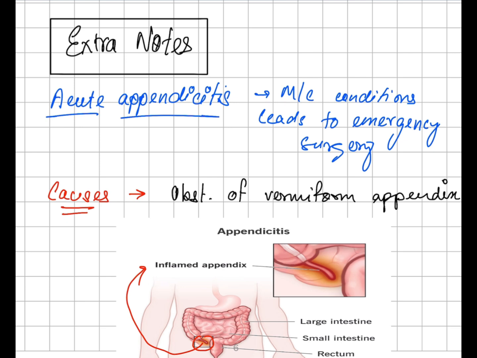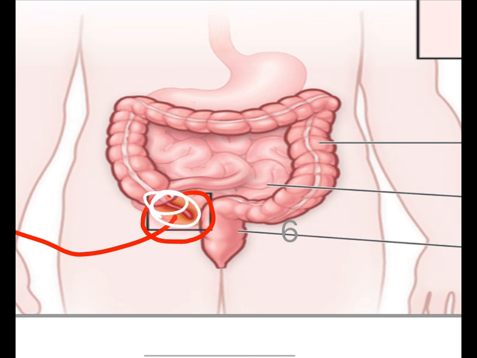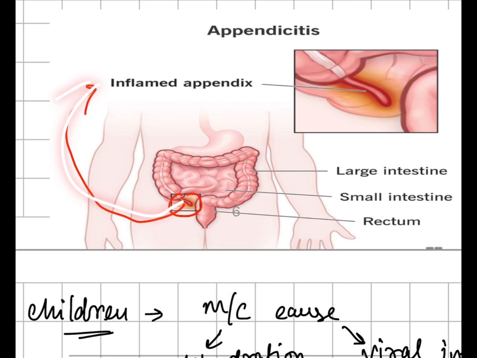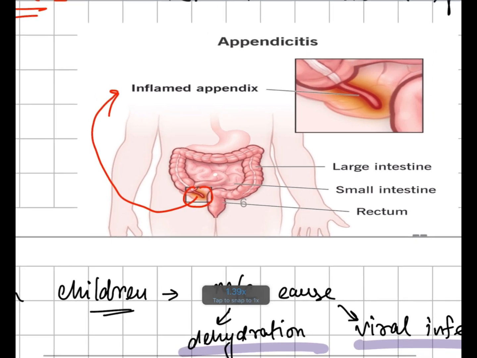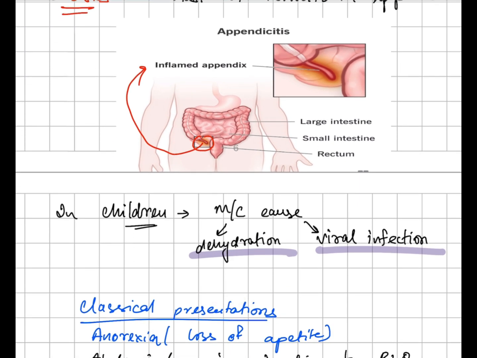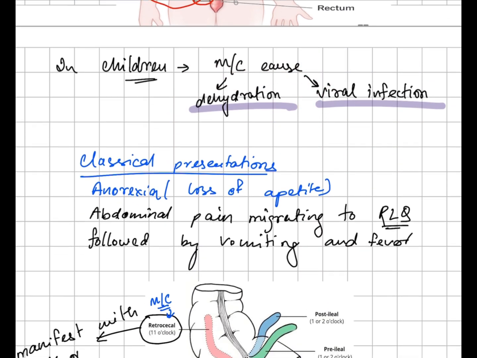Causes. What are the causes? Importantly, obstruction of the vermiform appendix. See, this is the vermiform appendix. If it gets inflamed due to any obstruction, this causes an inflamed appendix. This is the small intestine, and this is the large intestine, and this is the vermiform appendix near the colon. In children, the most common cause is dehydration and viral infection. Just remember it.